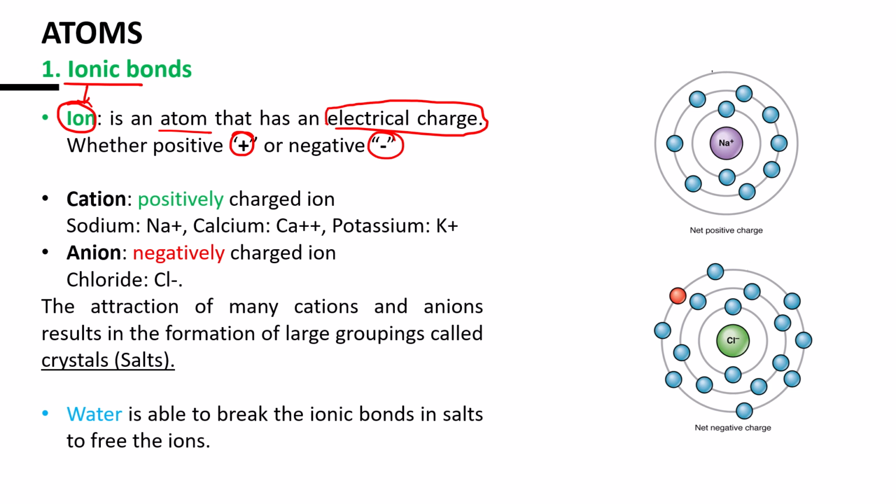An ion is an element that has an electrical charge. It is an element that is either positive or negative, right? Not neutral. Now, if it's positive, we call this a cation. If the electrical charge is negative, we call this an anion. So how are you going to remember that cations are positive and anions are negatively charged?